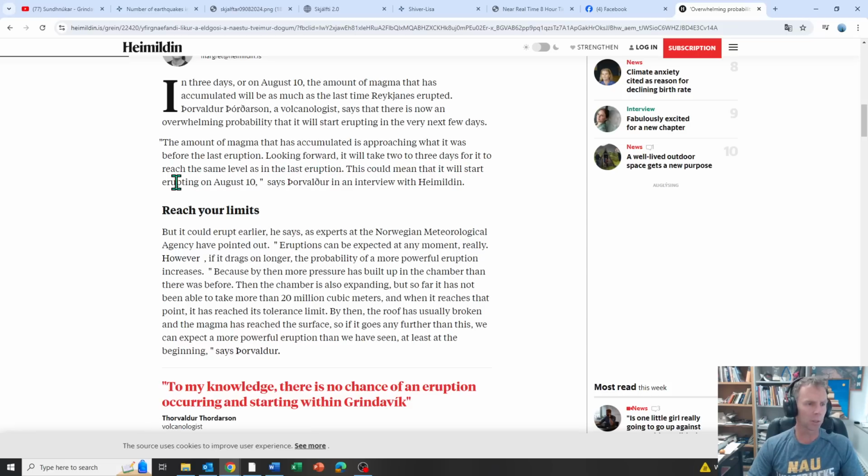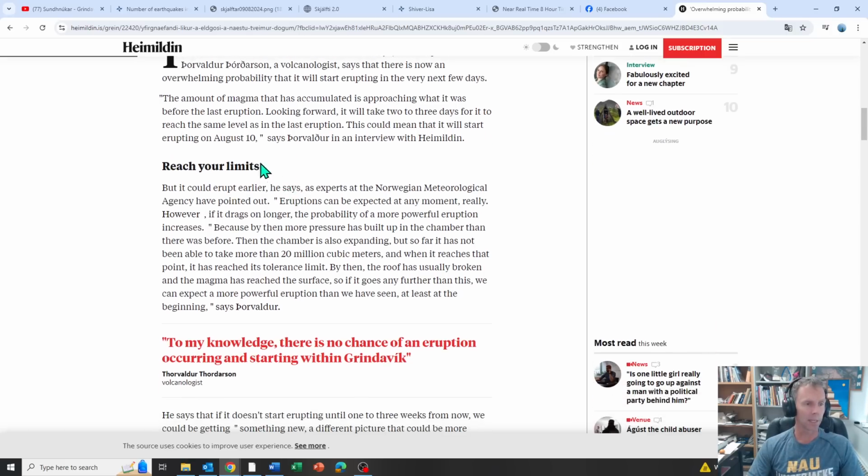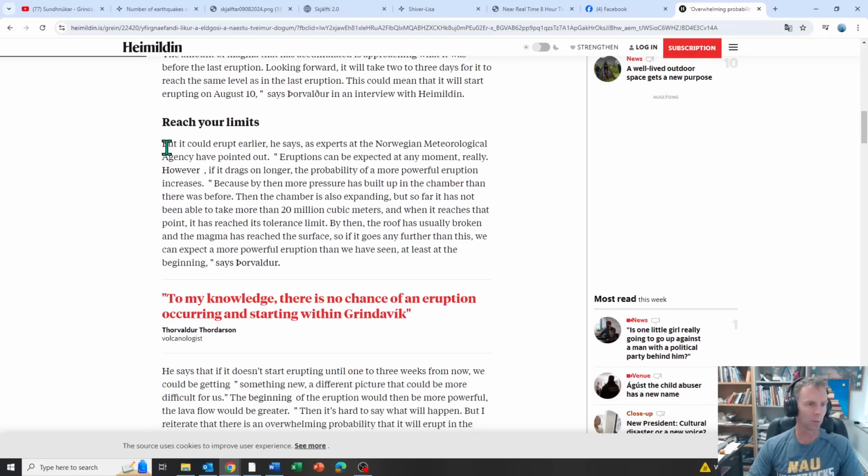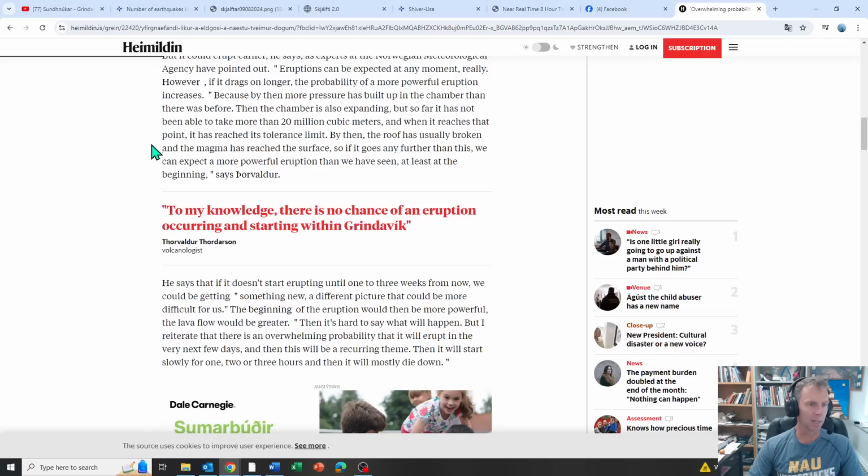This could mean that it will start erupting on August 10th, which is tomorrow. Today's August 9th. And so he doesn't know that, of course, but just looking at the data, he's making that possible projection as to when that might take place. But he also downplays, as he has in the past a little bit, the chance of any eruption taking place in Grindavik, which makes sense.